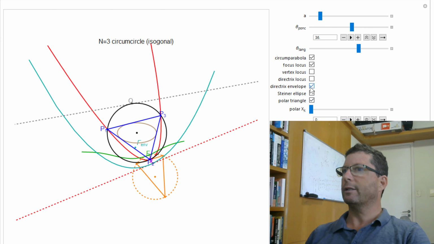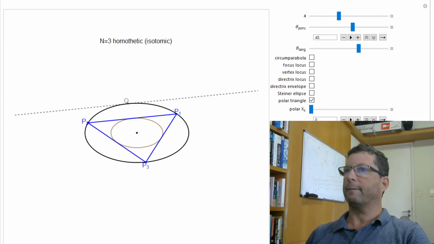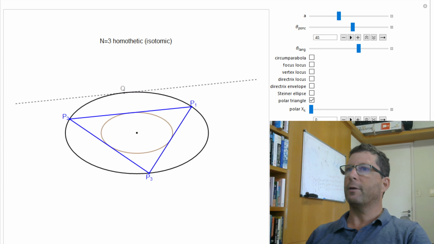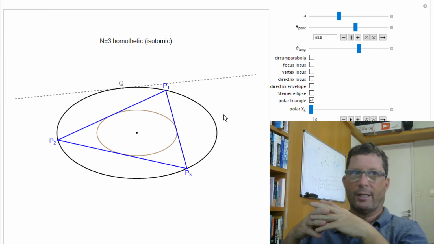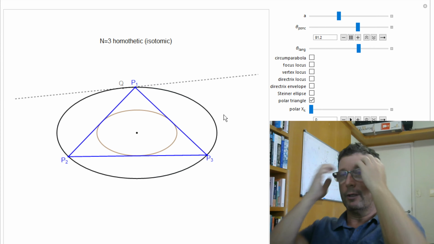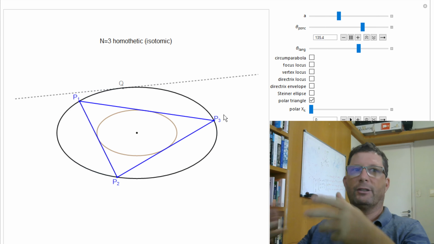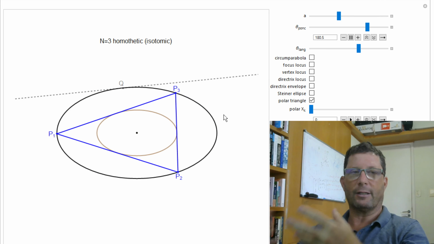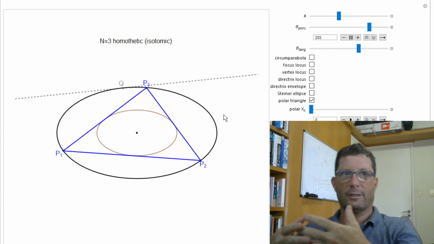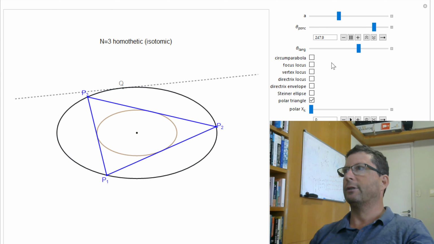Let's clean this up. Let's get rid of this locus, the directrix envelope and the focus locus. And we're going to switch to the homothetic family. Now, the homothetic Poncelet family of triangles is interscribed between two concentric homothetic ellipses. They're actually the fixed Steiner ellipse, the black one, and the fixed Steiner inellipse. The inellipse's semi-axes are half those of the external Steiner ellipse.